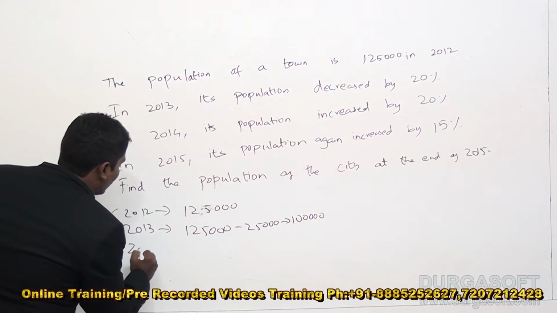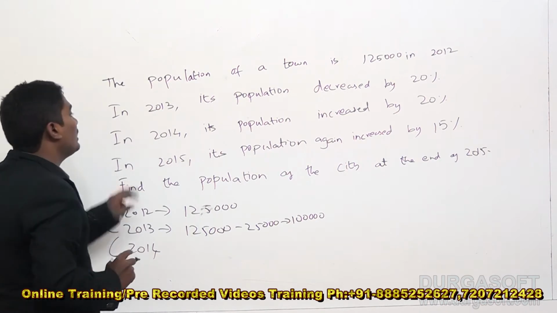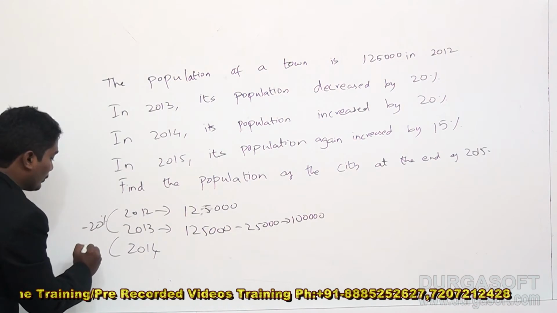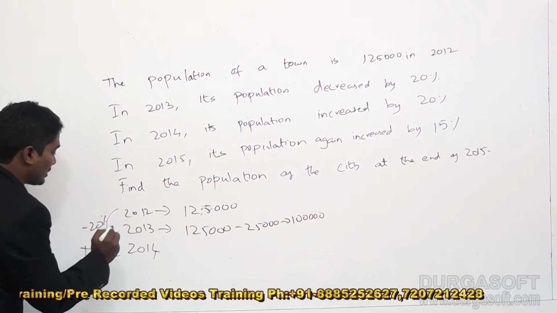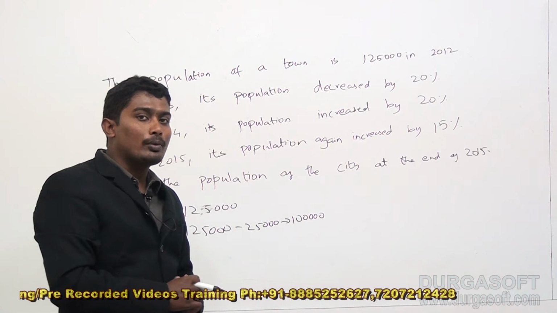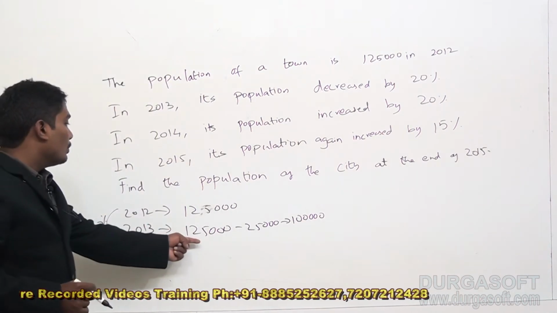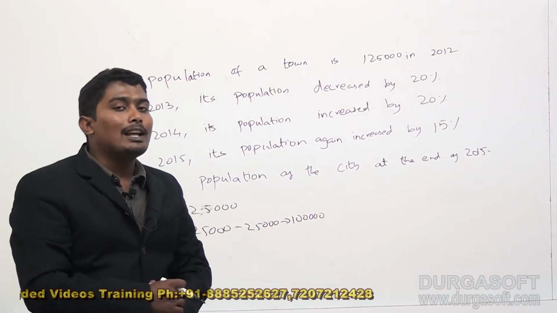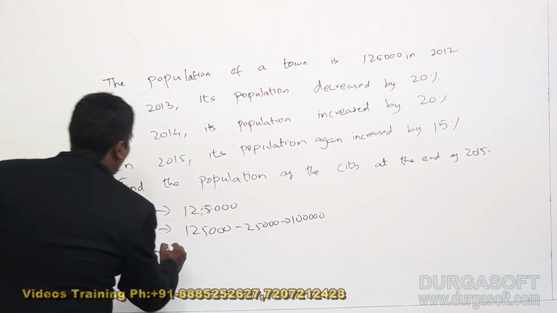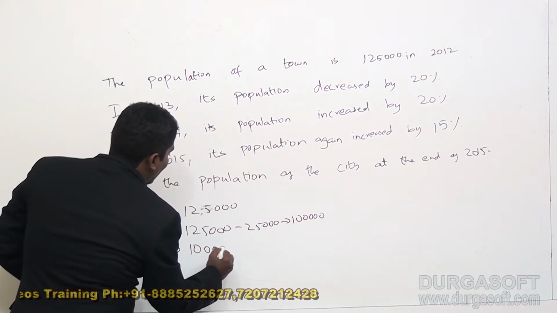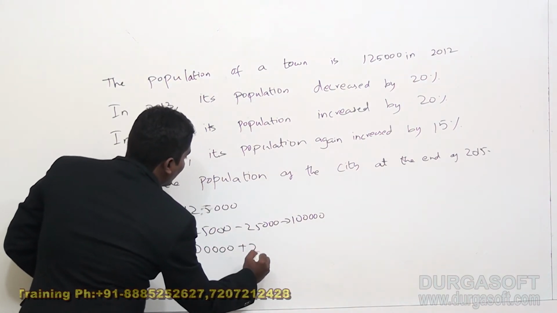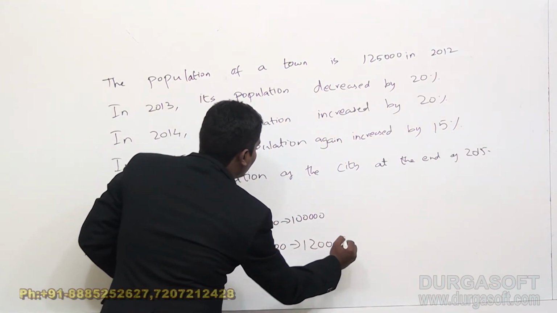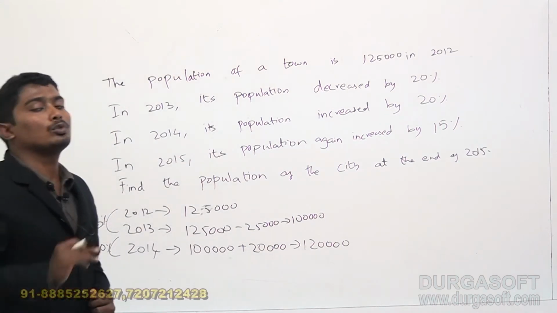In 2014, its population increased by 20%. So there is a decrease of 20%, and again there is an increase of 20%. From 1 lakh, it has increased by 20%. What is 20% of 1 lakh? 20% of 1 lakh will be 20,000. So the population increases from 1 lakh by 20,000, which is now 1,20,000. So this will be the population at the end of 2014.